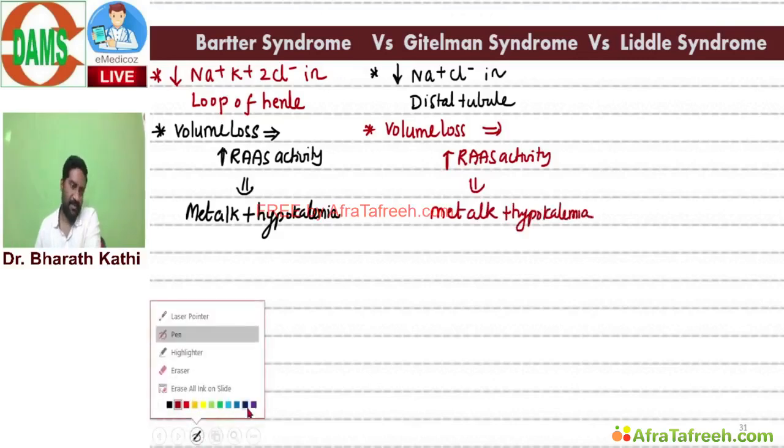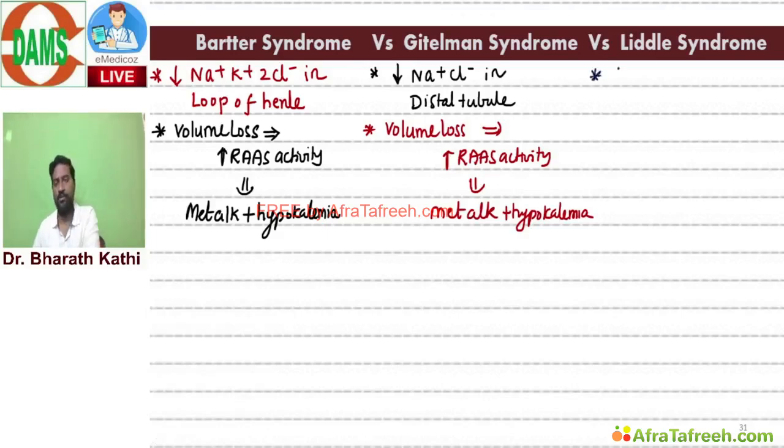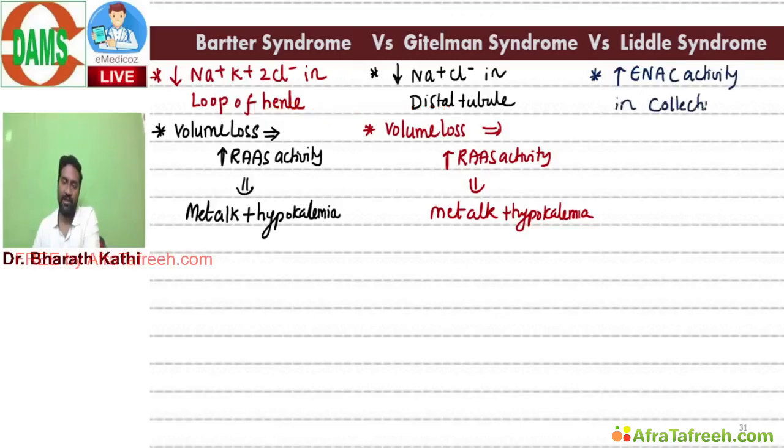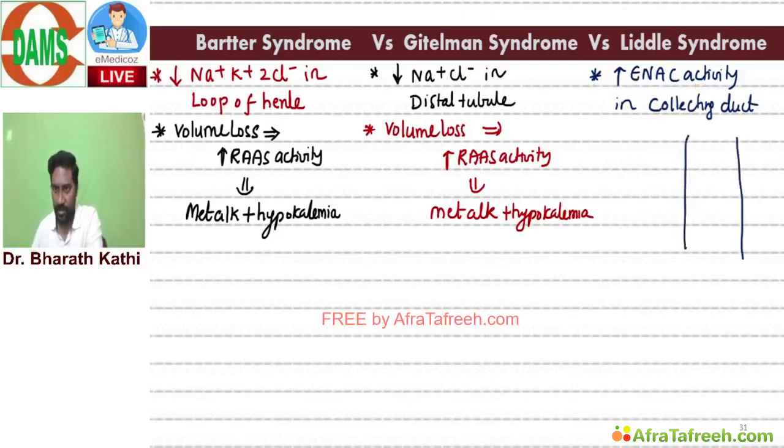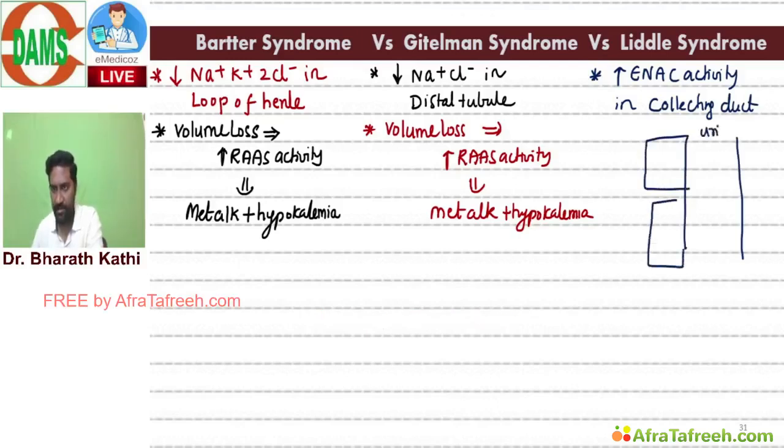Whereas Liddle syndrome is predominantly due to increased ENaC activity in the collecting duct. Normally in the collecting duct, if you consider this is the urine, and let this be the cells, and let this be the body side, so I have simplified this diagram.